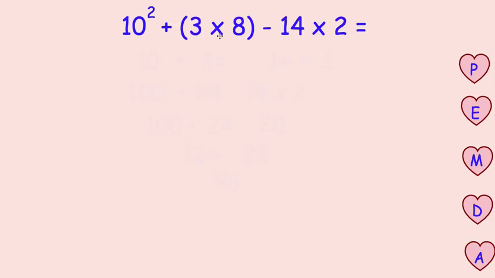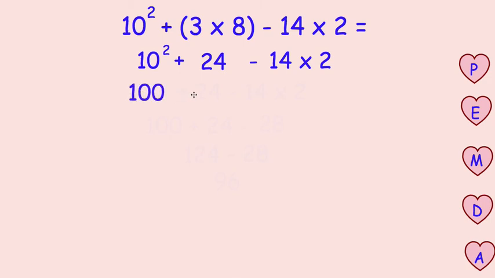Let's take a look at this one. I have parentheses right here. What is 3 times 8? It is 24. Then I bring down my 10 squared, and I bring down my minus 14 times 2. Everything is still in the same order. Next, I have to do my square. So I have 10 squared, which is 100, and I bring down everything else. Plus 24 minus 14 times 2.